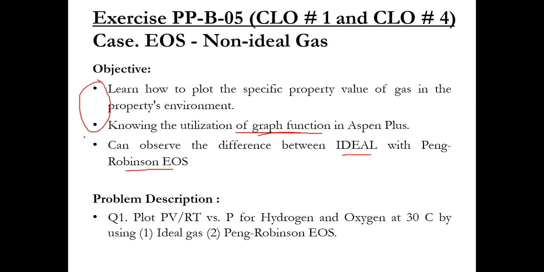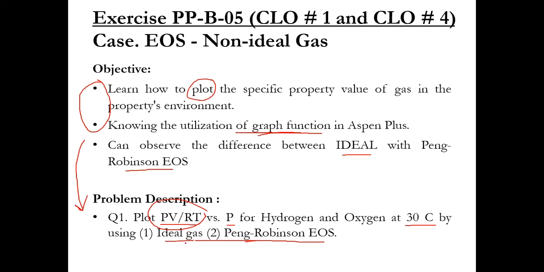Regarding these, we have to study the problem statement: plot PV over RT versus P for hydrogen and oxygen at 30 degree centigrade by using ideal gas and Peng-Robinson equation of state. So basically, this value, if you remember, is the compressibility factor. So you have to plot pressure versus compressibility factor for hydrogen and oxygen at 30 degree centigrade, using 2 property packages, ideal and Peng-Robinson. So you have to plot the graph of these 2, meaning ideal condition and non-ideal condition.